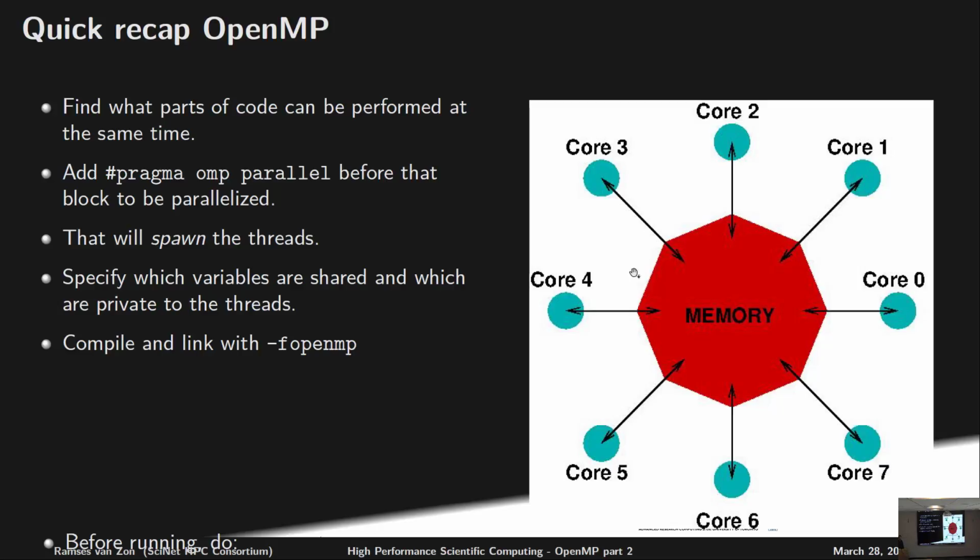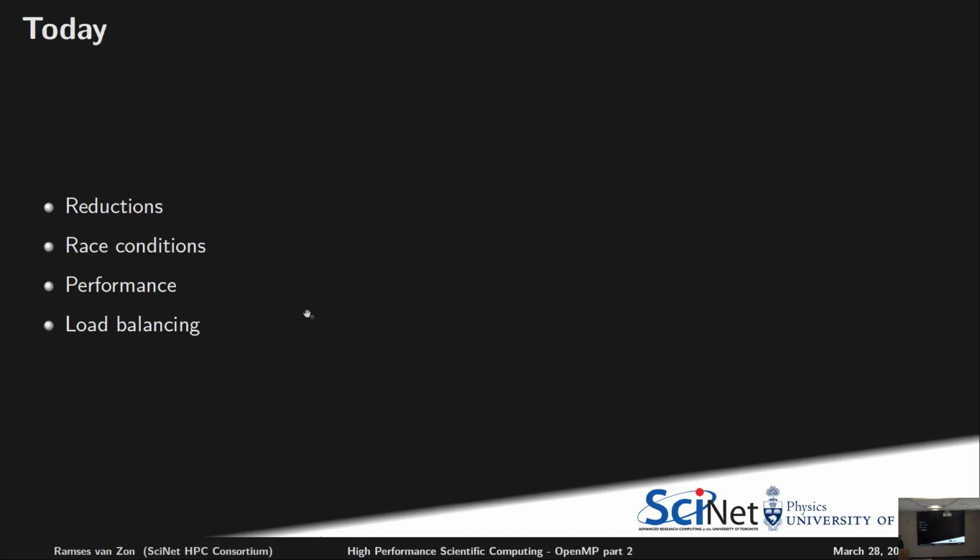Now we have to say what part of the memory you want these cores to see and which part should be local. Sometimes the thread needs a local variable to operate on that is independent of the ones that the other core sees. So those are the private versus the shared variables. And we have to compile and link with a special flag to make sure that the compiler actually understands this OpenMP business. Okay. So today we're going to look at a thing called reductions.